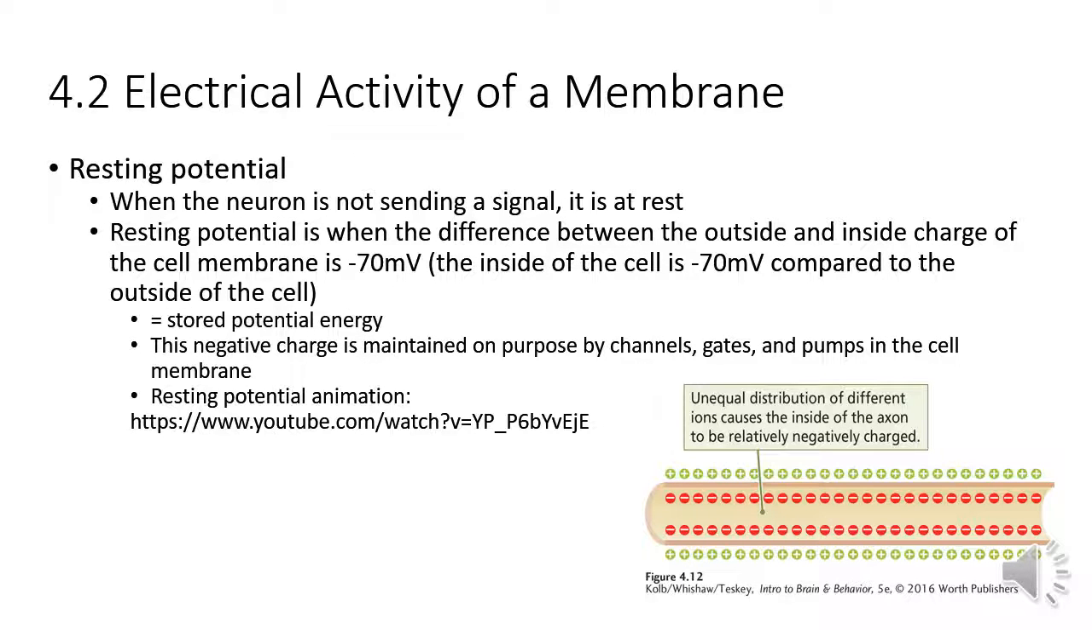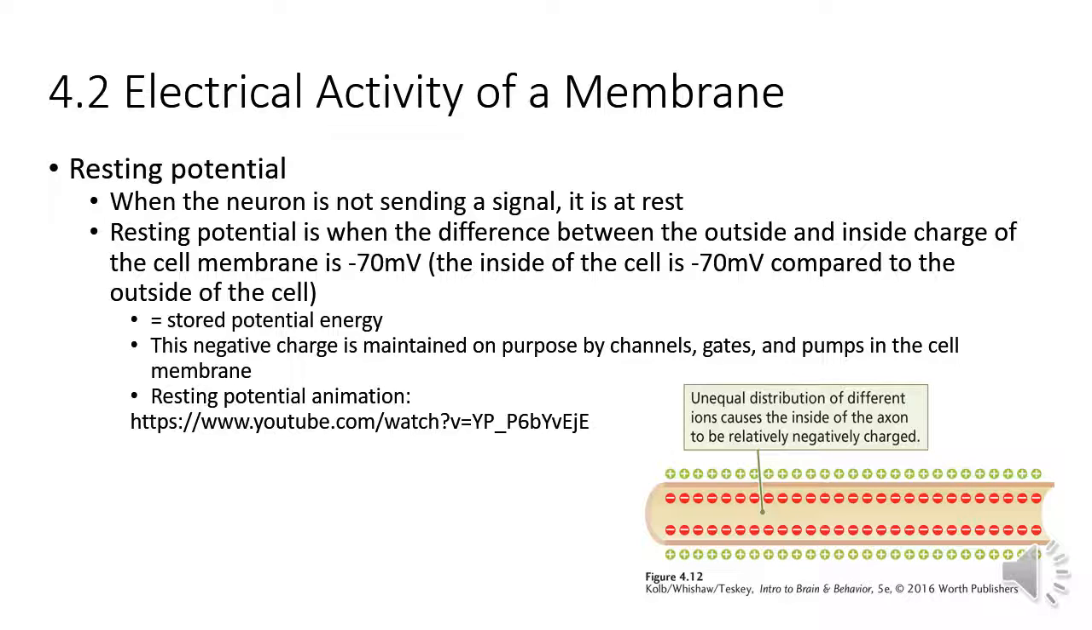Okay, so section 4.2, the electrical activity of the membrane. One of the basic concepts to understand is resting potential. This is when the neuron is not sending a signal, it's at rest. Resting potential, in human neurons, is when the difference between the outside and the inside charge of the cell membrane is negative 70 millivolts. This is kind of the charge that the cell prefers. So the inside of the cell is negative 70 millivolts compared to the outside of the cell. And this is called stored potential energy.